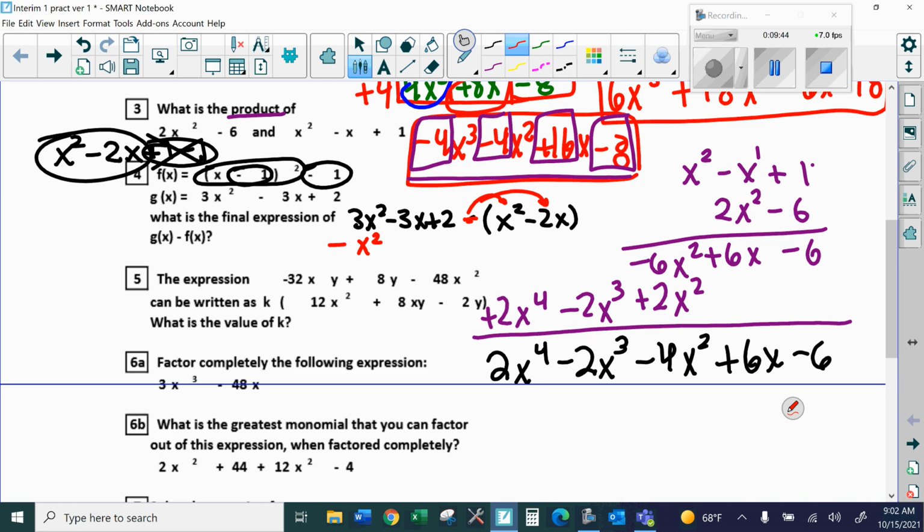And then I have negative times a negative is a positive 2x. I'm going to put that under the x term. I'm lining up like terms. And now I'm just going to add straight down because I've already distributed that negative through there. So 3x squared minus 1x squared is 2x squared. Negative 3x plus 2x is negative 1x, or negative x. And lastly, plus 2. Okay, and there is your answer.